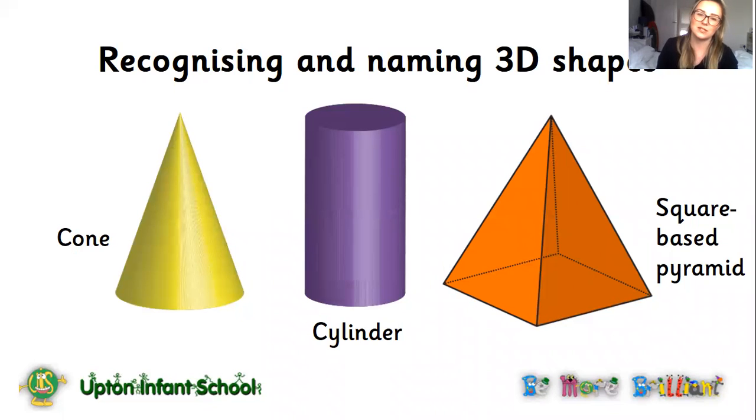And here's some of the other ones that we've also focused on. So we've looked at cones, cylinders, and square-based pyramids. Again, those pyramids which are a triangular bottom, so we just call them the pyramids. I forgot to put a picture of those ones on, but we've also been looking at those.